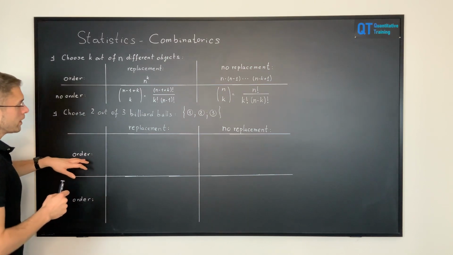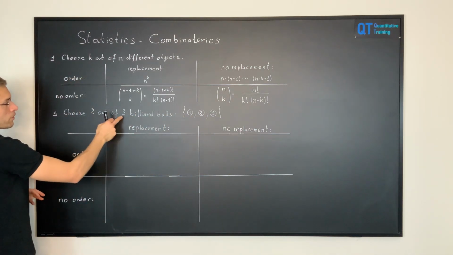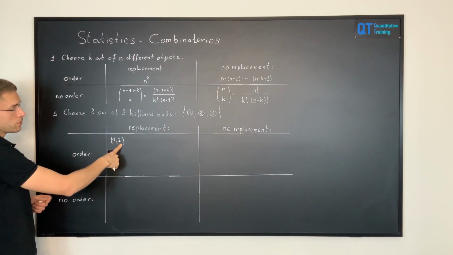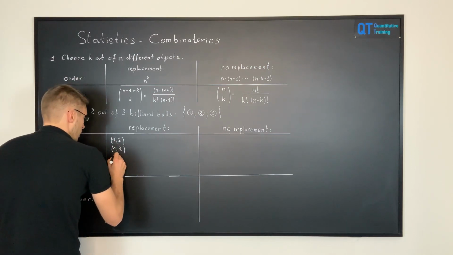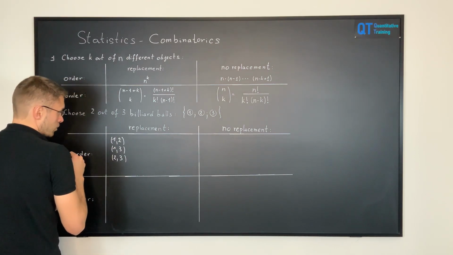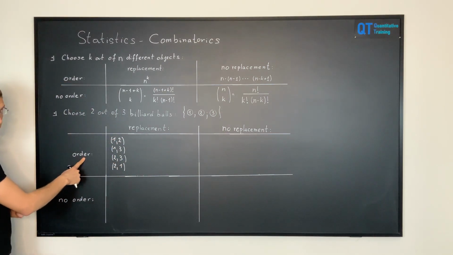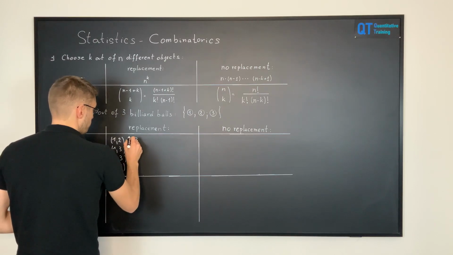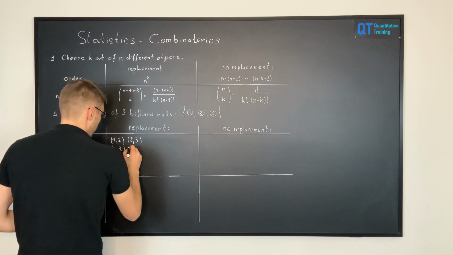Let's start with the situation where we have order and replacement. So we are allowed to put back the billiard ball that was chosen. We are choosing 2 out of 3, so we can have combinations like 1, 2. So we first choose 1 and then as a second billiard ball we choose 2. We could also have 1, 3, so first we choose 1 and then we choose 3. We can have a situation like 2, 3, where we first choose 2 and then 3. We can also have a situation where we choose first 2 and then 1, because this is not the same, because here the order matters, so 2, 1 and 1, 2 are not the same. We can also have 3, 2, and we can have a situation where we first choose 3 and then choose 1.